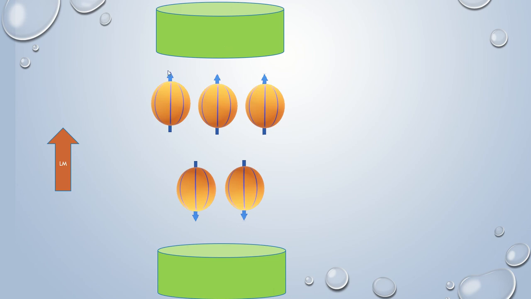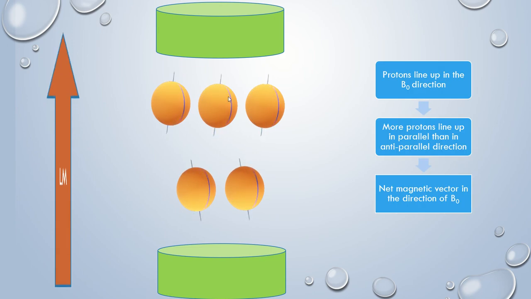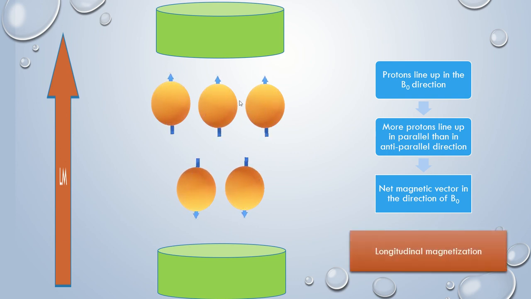You put the patient in the bore, and you see they have aligned themselves. Some have aligned to the direction of the magnetic field, and some are opposite. It turns out that more protons line up in parallel rather than the anti-parallel direction, because this is the lower energy state. So the net magnetic vector is going to be in the direction of B0, and this is known as longitudinal magnetization. So when the protons are placed in the bore of the magnet, they have longitudinal magnetization.